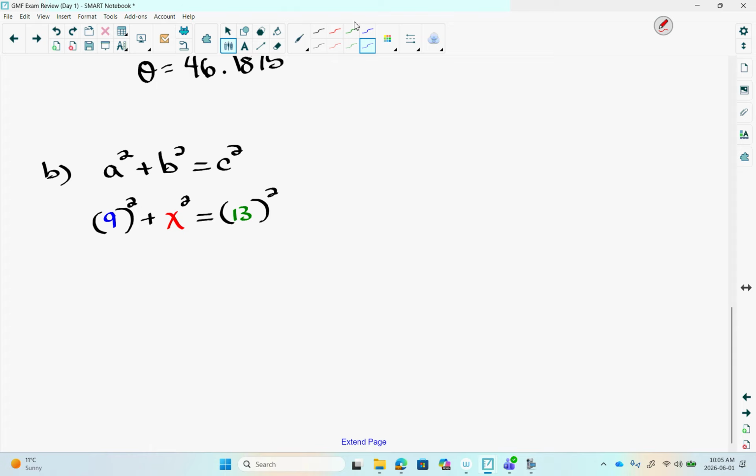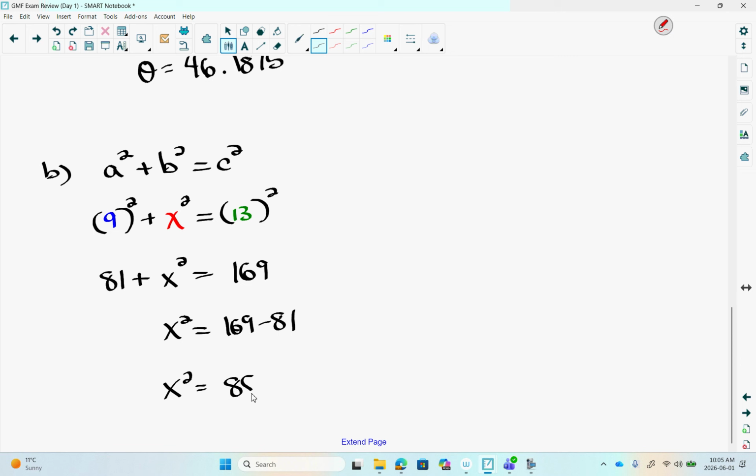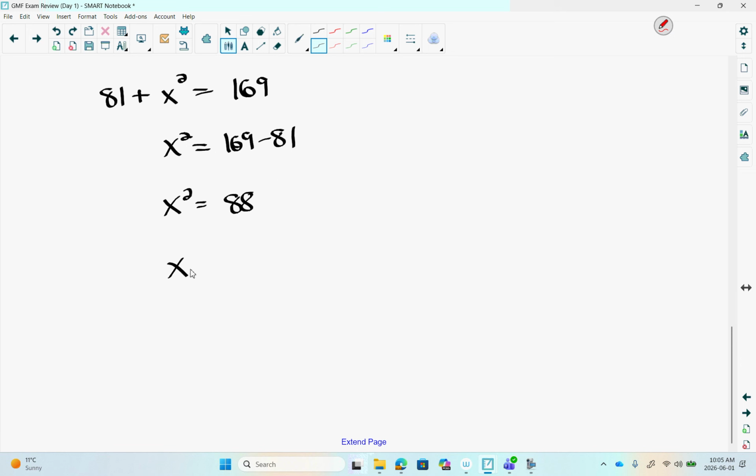If I work this out, I go 81, 9 times 9, plus X squared equals 169. That's 13 times 13. In the next line, I will subtract 81 from both sides. 169 minus 81 gives me 88. I'll take the square root of both sides, and I'll get the square root of 88 to be 9.3808.